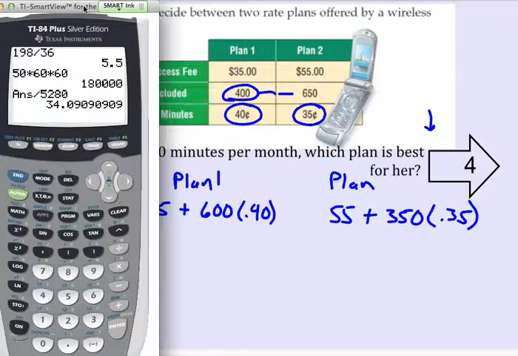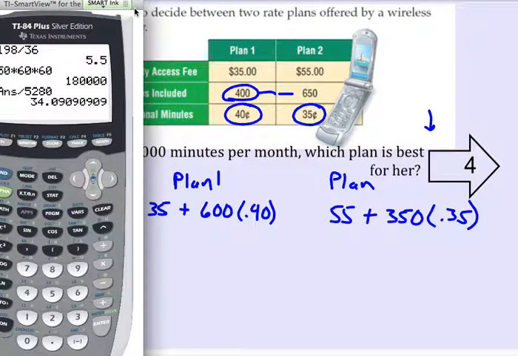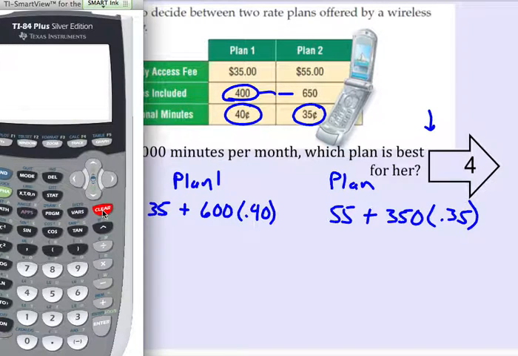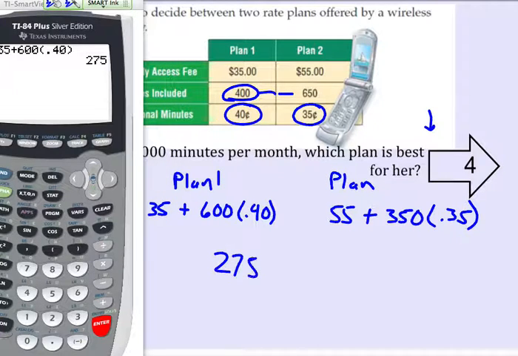And we got Plan 1 is $35. Let's clear this out first. 35 plus 600, then parentheses, and 0.4. 0 if you want to put that in there, and parentheses, and then hit enter, and you should get your answer. And that's $275. So Plan 1 is going to be $275.